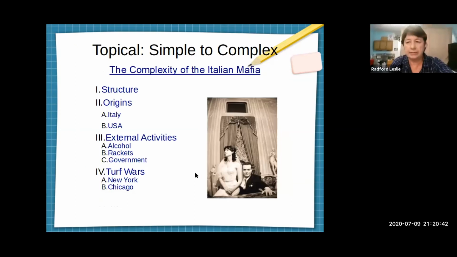You also have simple to complex. Again, like least to most important, we're talking here about from easy to hard for your audience. If you start with hard, I guarantee you'll lose them. And for this audience, easy is the structure of the mafia, then the origins and the external activities, and then the turf wars.